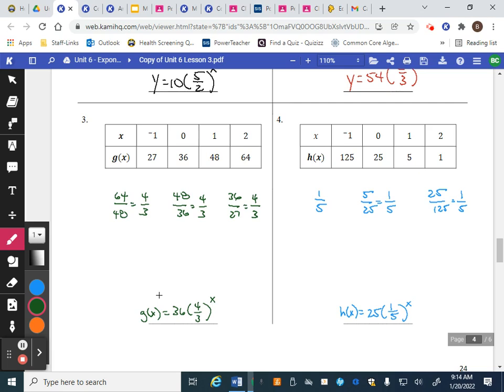Number 3, I got the growth factor to be 4/3 and the y-intercept to be 36, so 36 times 4/3 to the x for g of x. And then for the last one, the h of x values are decreasing by a factor of 1/5. The y-intercept is 25, so h of x equals 25 times 1/5 to the x.